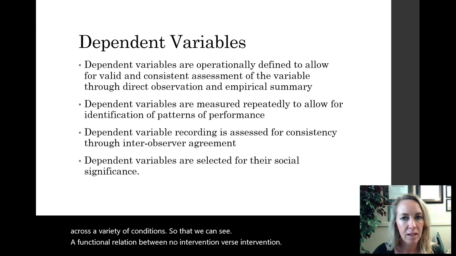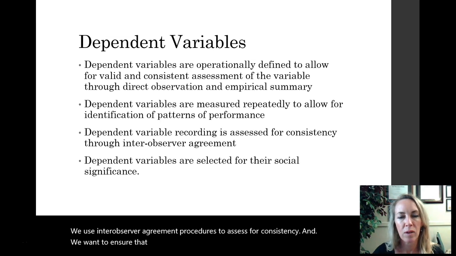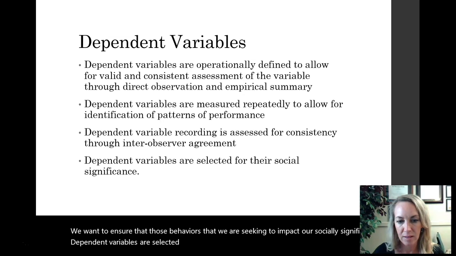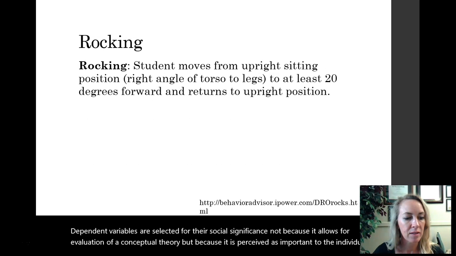We use inter-observer agreement procedures to assess for consistency, and we want to ensure that those behaviors that we are seeking to impact are socially significant. Dependent variables are selected for their social significance, not because it allows for evaluation of a conceptual theory, but because it is perceived as important to the individual or for society.